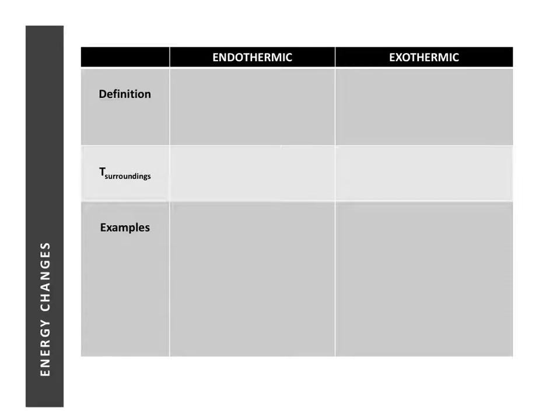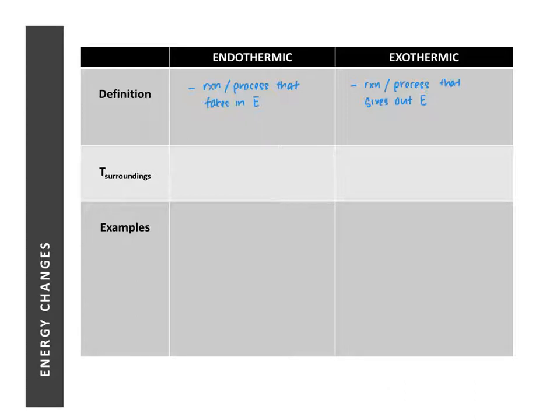Now, endothermic refers to a reaction or process that takes in energy, and this energy is usually taken in the form of heat. Exothermic refers to a reaction or process that gives out energy, usually in the form of heat. So reactions that take in energy, we call endothermic reactions. Reactions or processes that give out energy, we say that they are exothermic reactions or processes.